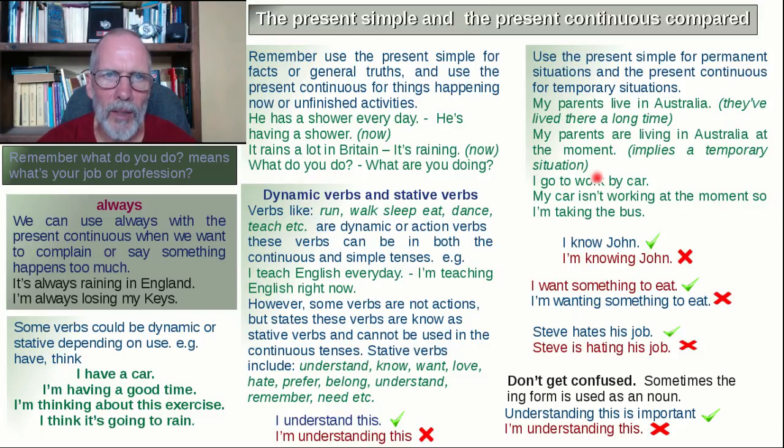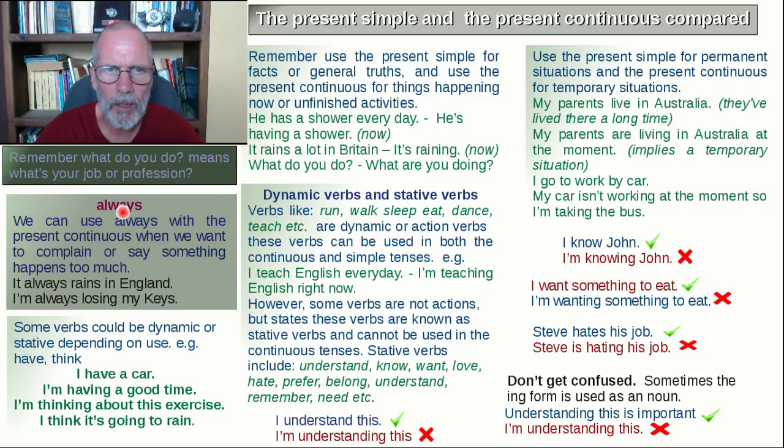Here we have another example. "I go to work by car." This means that my normal routine is to travel to my work by car. But here I say "my car isn't working at the moment, so I'm taking the bus." This is a temporary situation. I usually go to work by car, but because my car isn't working, I'm taking the bus.